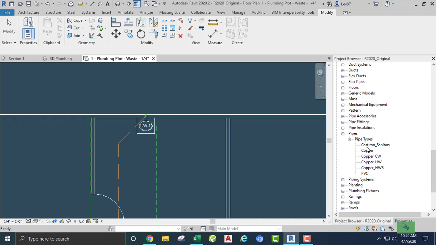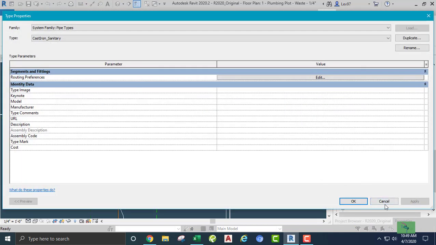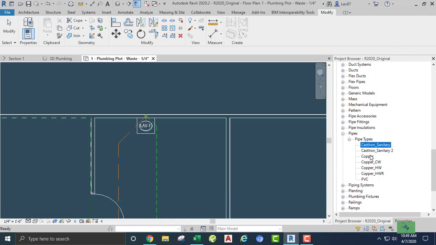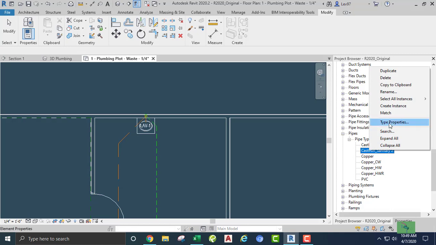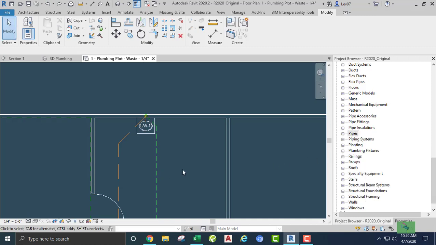PVC, copper, cast iron, rubber, PEX, whatever type. I can go in, right click on this, duplicate this guy, go in, go here, rename it, whatever. Wonderful. All of that is part of the program. Did I get them all? Yeah. Okay, good. So it's all part of the program.